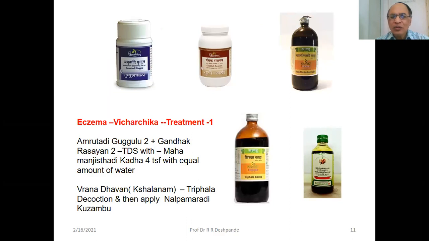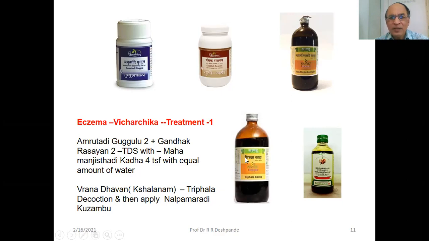So we can give Amrutadi Guggulu. You can see the cursor over here. 2 tablets. Gandhaka Rasayan. This is a blood purifier. Amruta means Guduchi. This is also the best Rasayan for the blood. So both of these clear up the kapha dosha and impurity of the blood. It is given with the Mahamanjishtadi Kadha. This is the decoction. 2 tablets, and this is 4 teaspoons with an equal amount of water, 2 times a day.